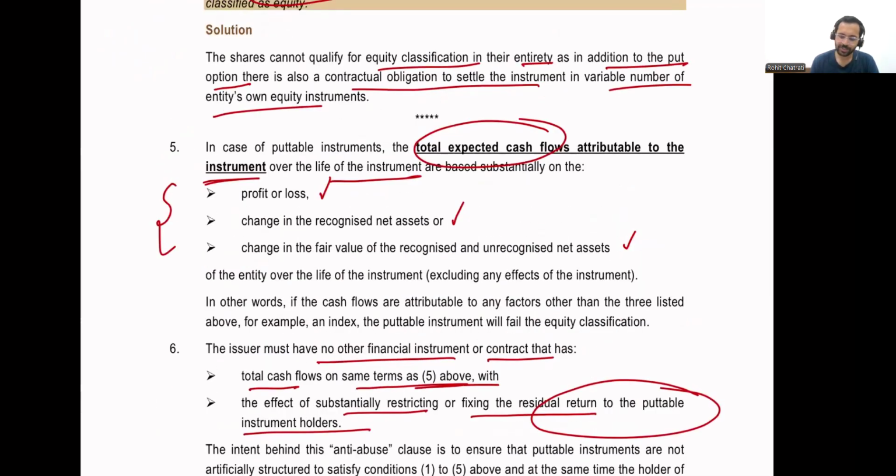We don't have any illustration for condition 5. We saw illustrations for conditions 1, 2, 3, and 4. We don't have any illustrations for condition number 5.